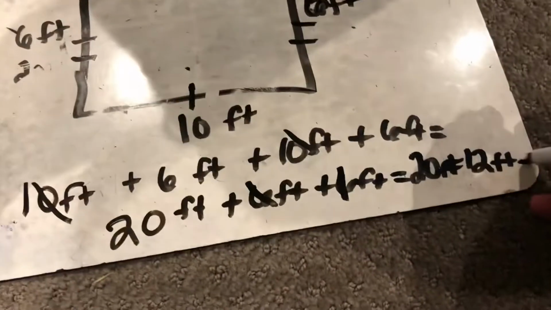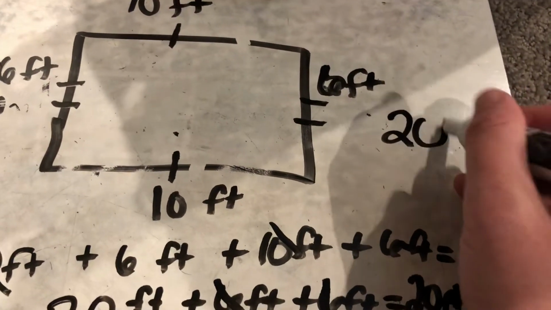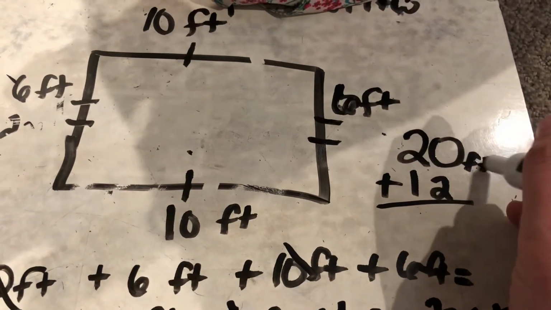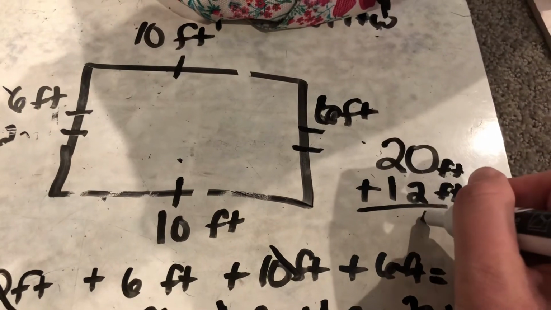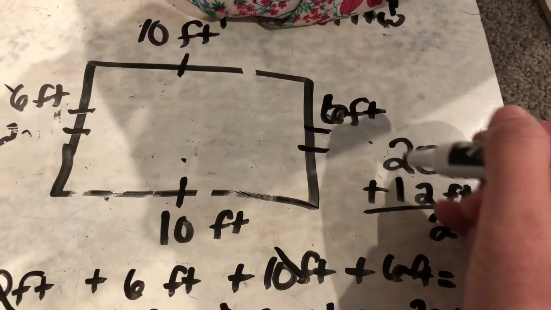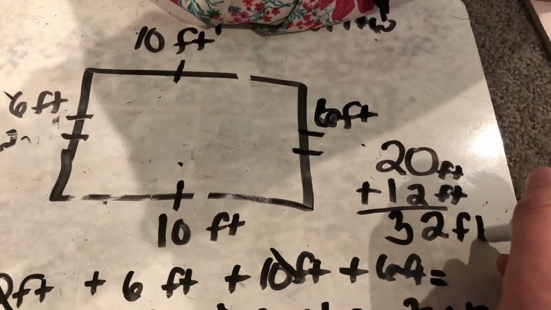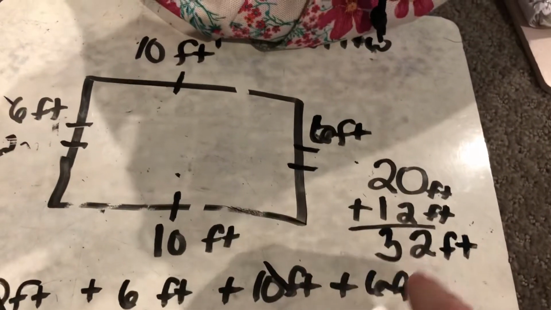I'm running out of room. Okay, I said if you have a hard time with it being that way, you need to line it up like this. Okay, 0 ones plus 2 ones is 2 ones. 2 tens plus 1 ten is 3 tens. Okay, and I make sure that I add. Remember, you don't do squared when you're doing perimeter. You just do that on area. So our answer is 32 feet.